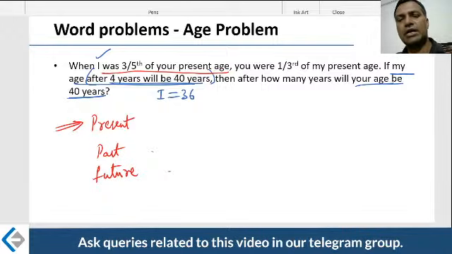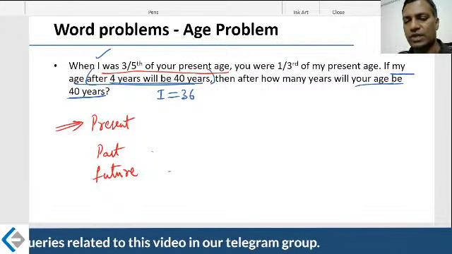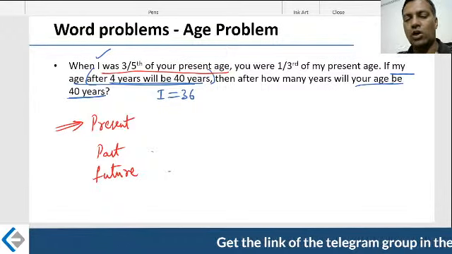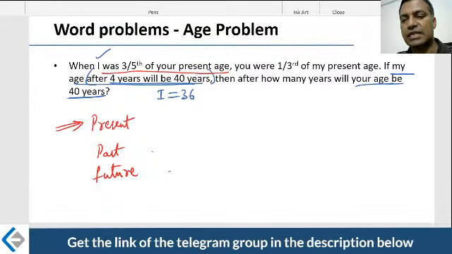Unless you're pretty comfortable, you're good with numbers, good with logic, you can work with anything, then you can take past or future as the reference. Still, the ideal, easier way to tackle is more often than not to take the present age as the reference parameter. Take present as the reference.